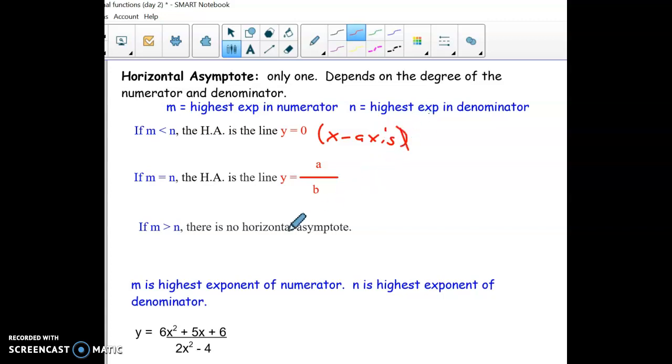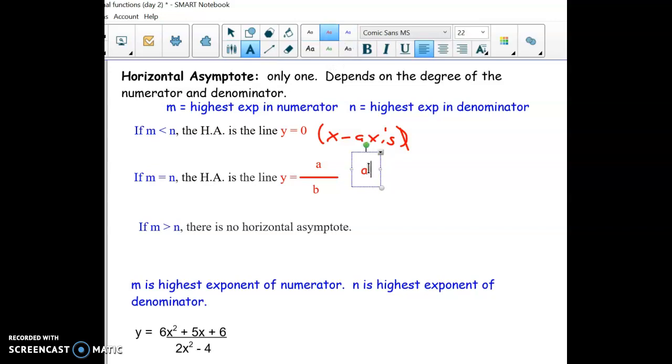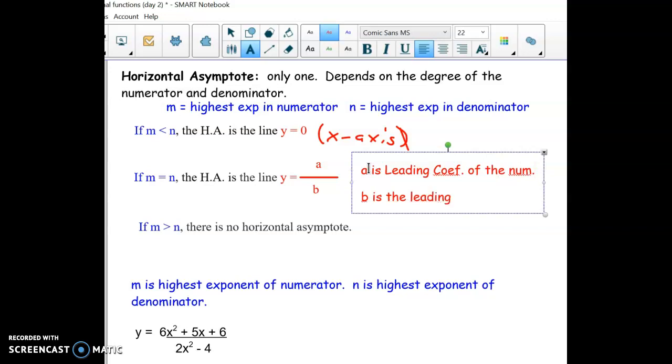Okay. If the two exponents are equal, then the horizontal asymptote is the line y equals a over b. You probably want to make a quick note of this: a is the leading coefficient of the numerator, and b is the leading coefficient of the denominator. Okay, and it'll make more sense as we do some examples if you forgot some of the vocab words there.